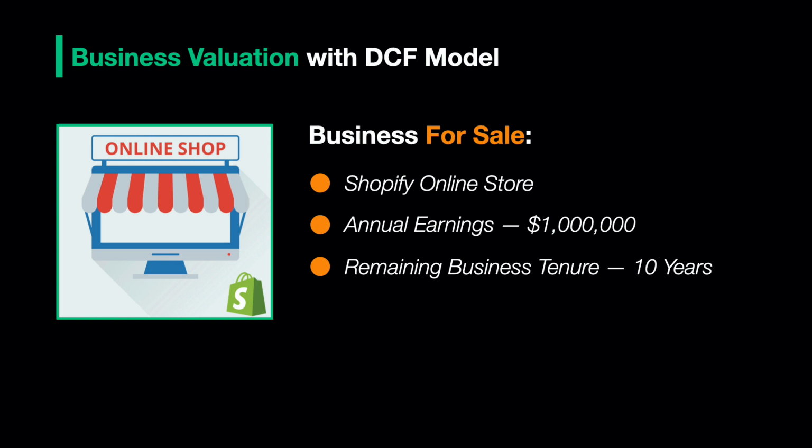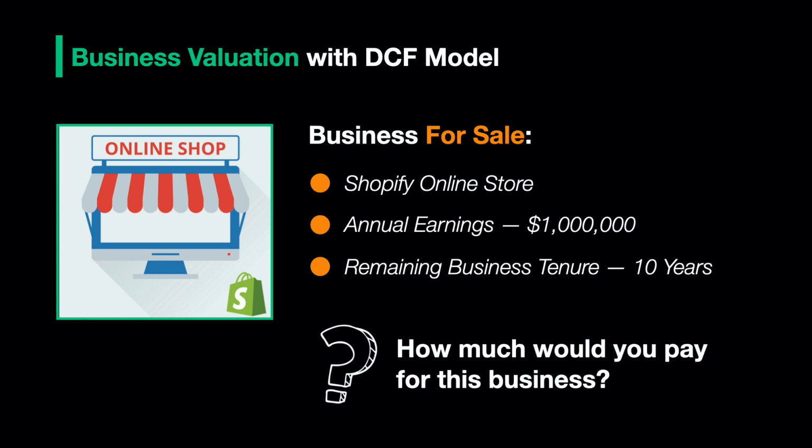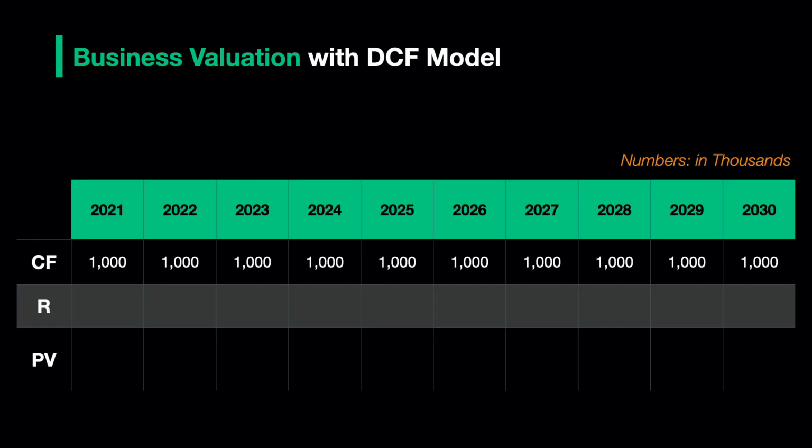You have a friend offering to sell you his Shopify online store. His online store business is making exactly $1 million every year after tax. But this online store will have to shut down after 10 years. So how much would you like to pay for your friend's online store business? The best way to value such a business and know exactly the purchase price is to use the discounted cash flow model. Let's say you would like to generate a 7% stable return every year from your investment in this business.